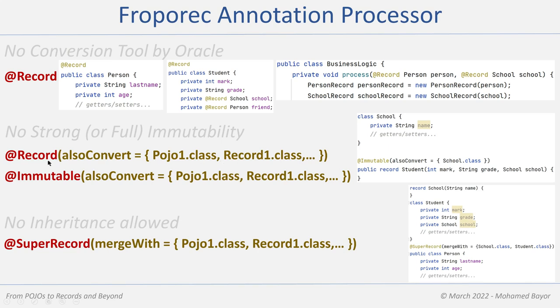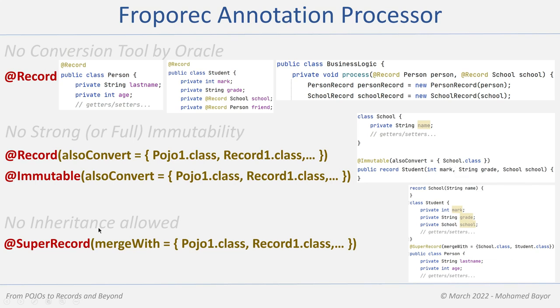The @Record annotation can only be applied to Pojo classes, while Froporec provides another annotation which you should apply only onto your record classes. Here is a simple example of the @Immutable annotation, which performs the same as the @Record annotation, but with the intent to make your existing record classes fully immutable.